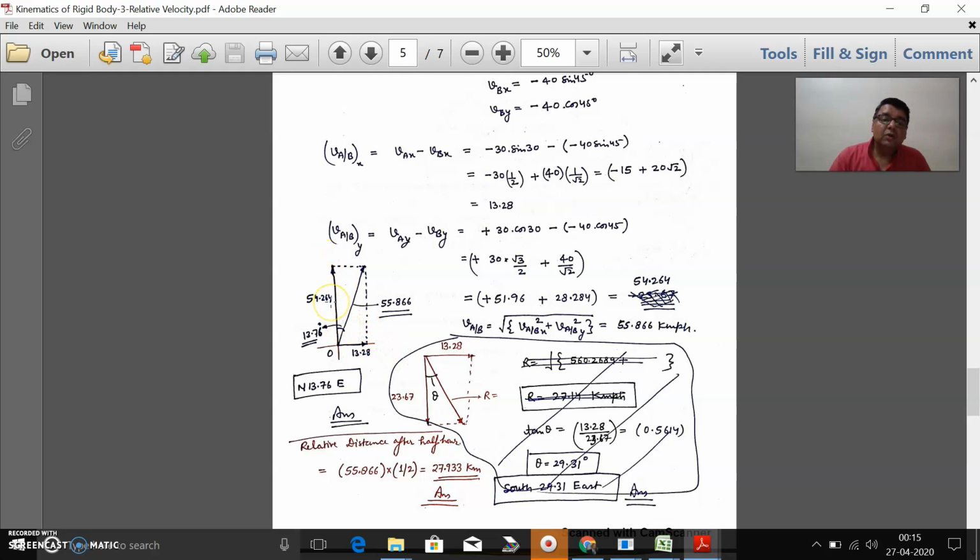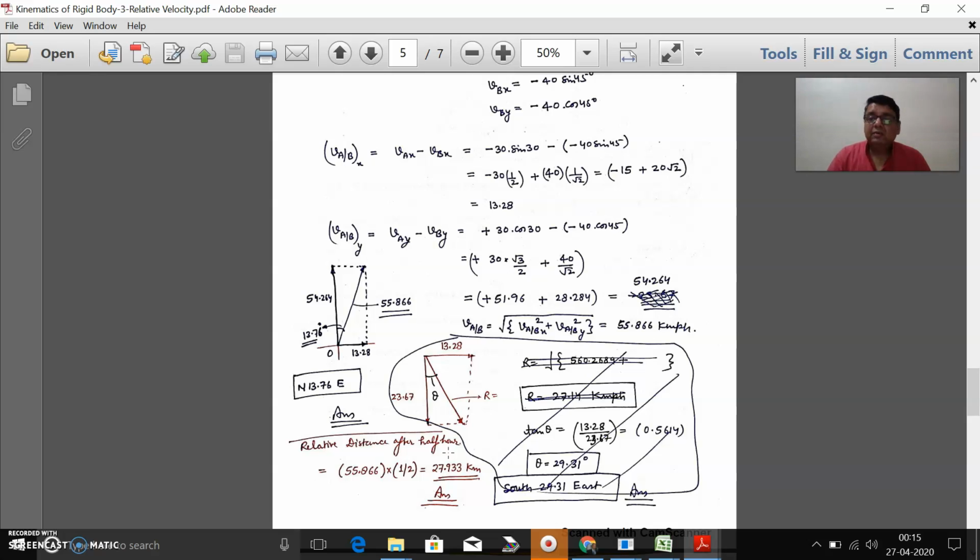So we'll say north 13.76 degree towards east. And then one more point he was asking, what is the relative distance between them after half an hour? So the same formula, distance is equal to velocity into time.